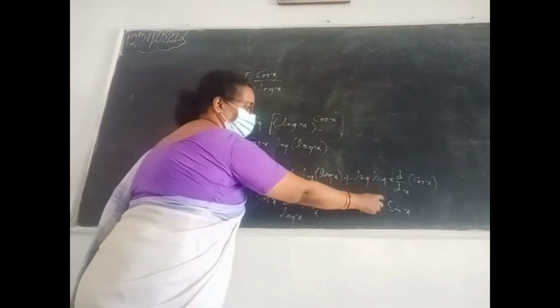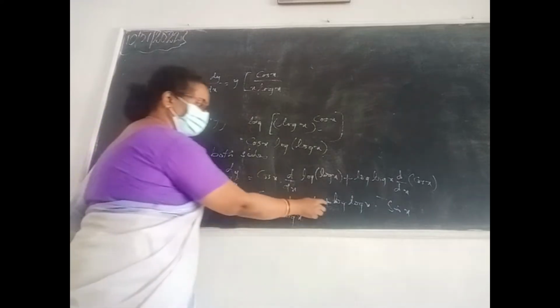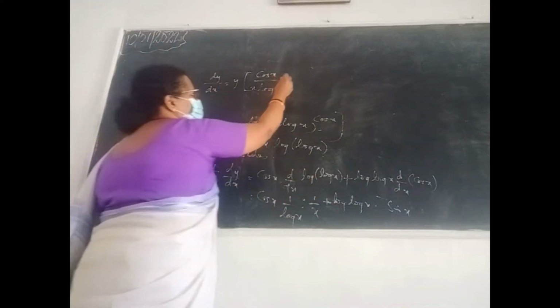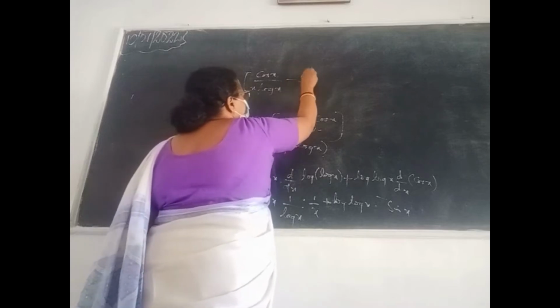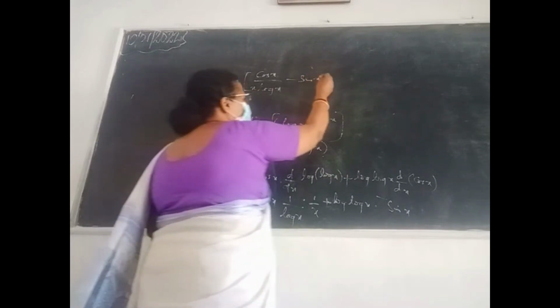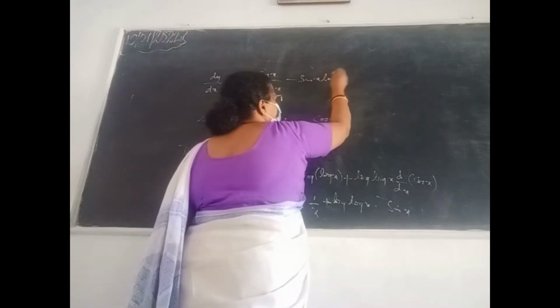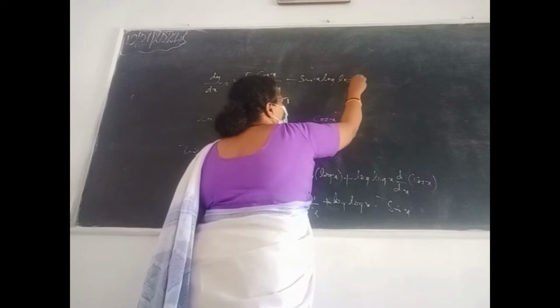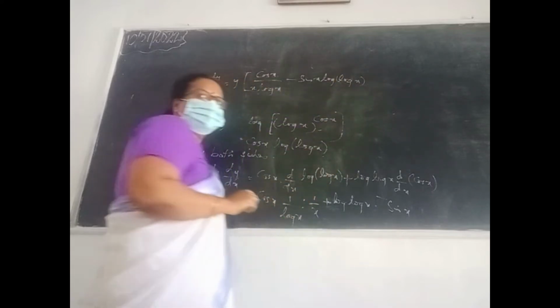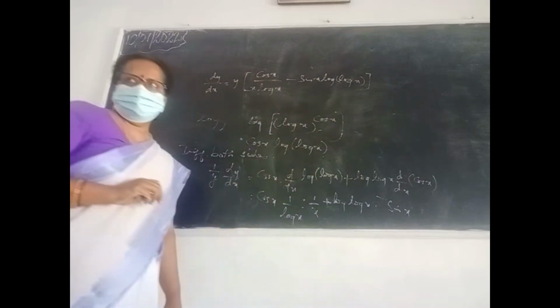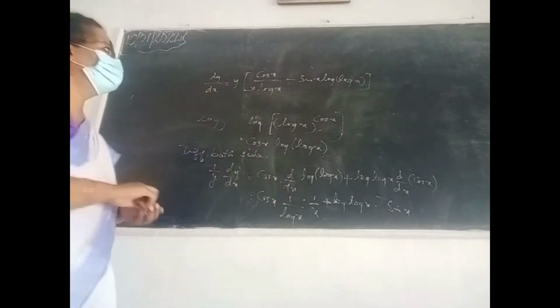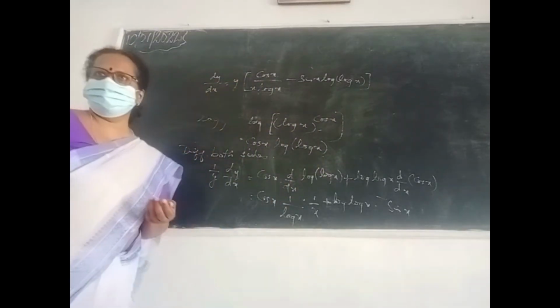Then there is minus. So it will come here. So it should be written as minus sin x log of log x. If we want, we can write in bracket, otherwise also no problem. Log of log x. One more step remains. What is the last step? We have to substitute for this y.